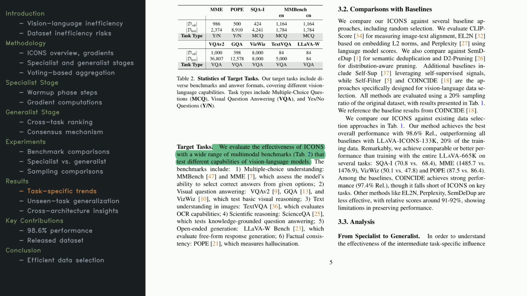Take a look at tasks like SQAI, MME, and POPE. Icons manages to stay right up there in accuracy and efficiency, despite cutting the dataset down to 20%. The discussion also delves into how Icons evolves from looking at each task's influence to a more universal view, ensuring the chosen data works well overall.